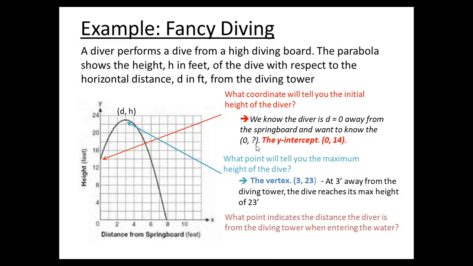What point indicates the distance the diver is from the diving tower when entering the water? So we know that at entry, the height of the diver is 0 with respect to the ground. So if I can find out what the d is when h is 0, then we can find out what the distance is. Now that's the x-intercept point. We have (8, 0). So the diver enters the water 8 feet away from the diving tower.